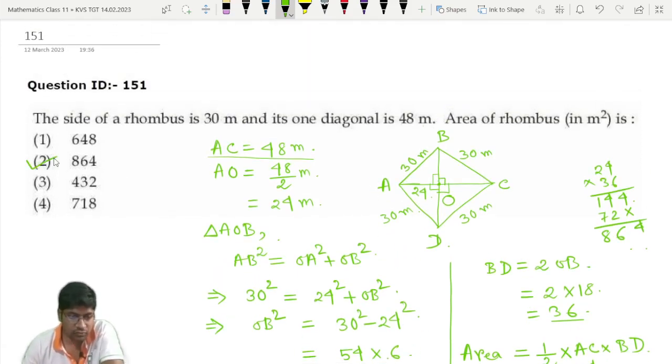So option 2 is the correct answer for this question. Okay, so the area of the rhombus is 864 meter square. So this is question number 151. Now let's move to the next question.